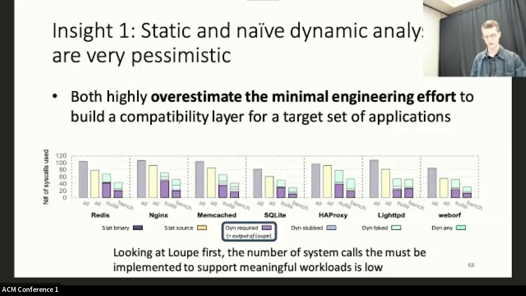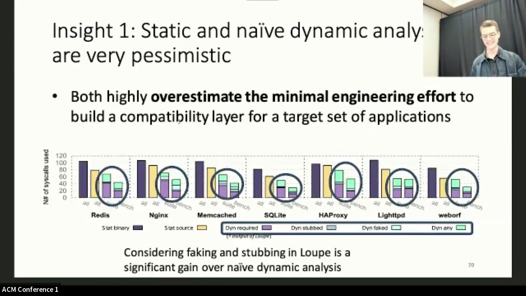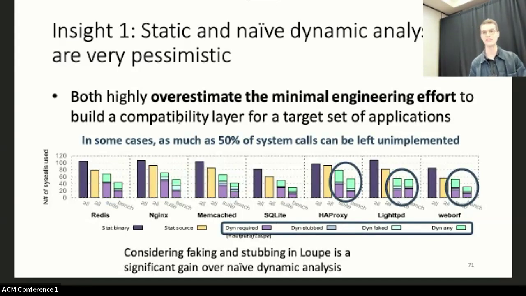So looking at Loupe first, the number of system calls that must be implemented to support these meaningful workloads is quite low. On average, 20 system calls for benchmarks and 20 to 40 for test suites. We can clearly see how considering faking and stubbing in the analysis is a big gain versus a naive approach. In some cases, as much as 50% of the system calls do not have to be implemented here.